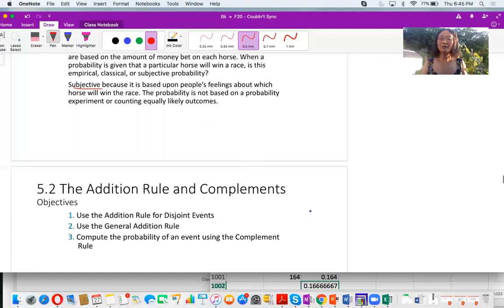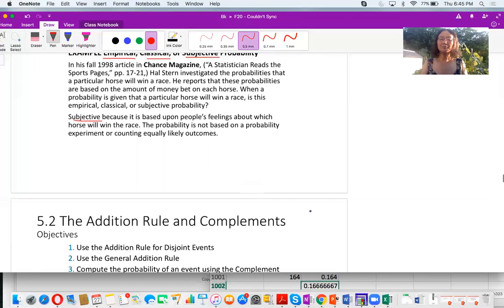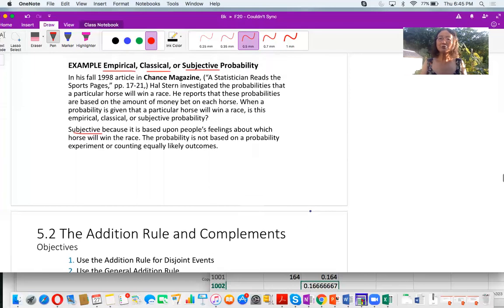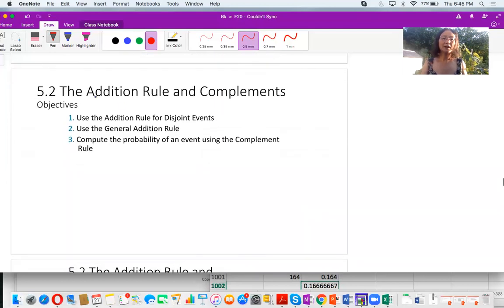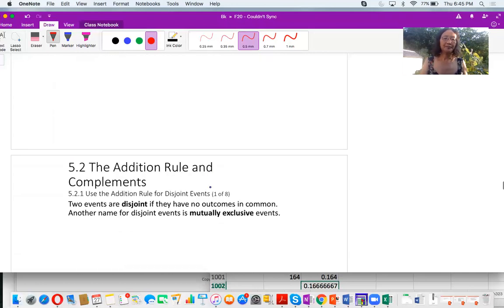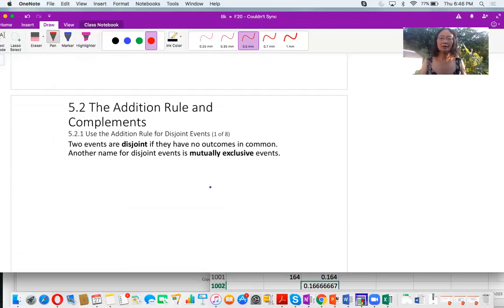So far we talked about probability rules and 3 different methods for calculating probability. Next, we are going to talk about addition rule and complement event, complement probability. So let's explain some terminology first.